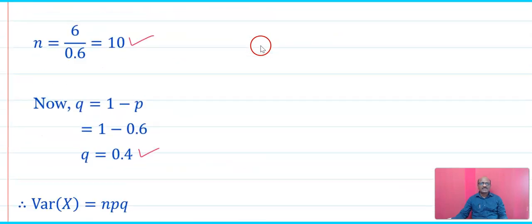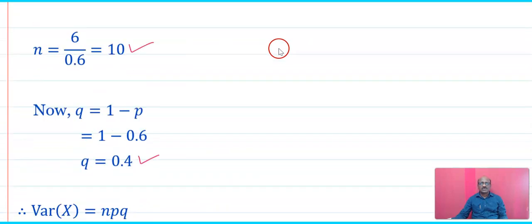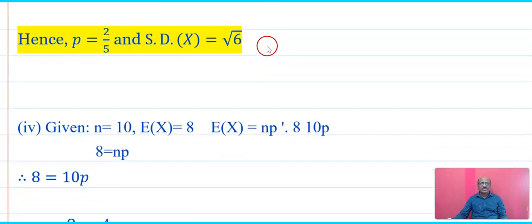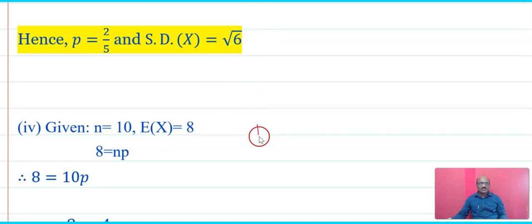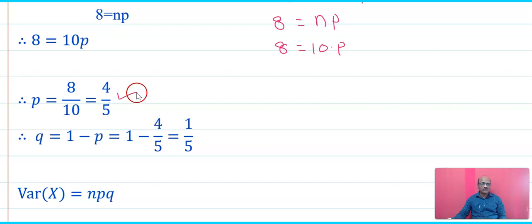Now the next problem. N is equal to 10 and E of X is 8. Then find the variance of X. We want to find out here the variance of X. Again here, E of X is equal to NP. The value of E of X is 8, so 8 is equal to NP, but N is equal to 10. Therefore, 8 is equal to 10P, and hence P is equal to 8 by 10, that is equal to 4 by 5.